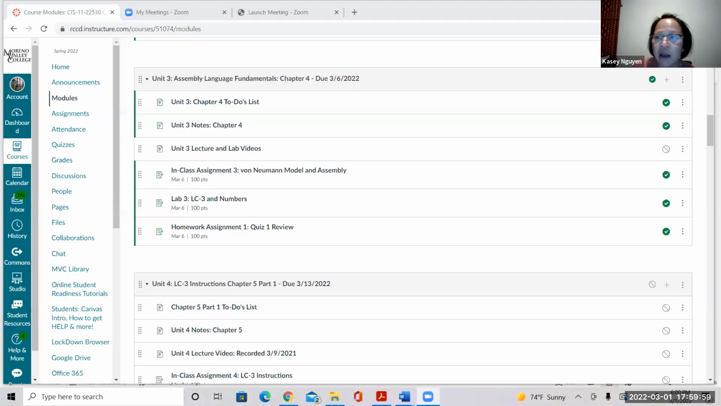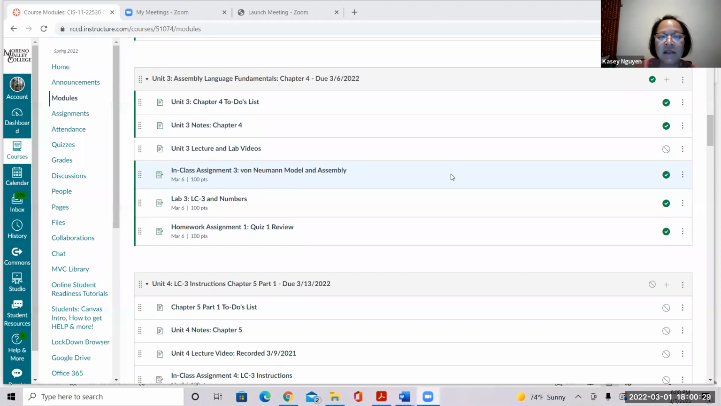All right, so we're going to start in about a minute. I'm going to go ahead and share screen. So if you just got in, make sure we look at the notes for this week, which is chapter 4. We are going to do an assignment on the von Neumann model and assembly language. So we are going to get a little deeper into data movement and the model and how things move from the different parts of the processor, looking at different registers.